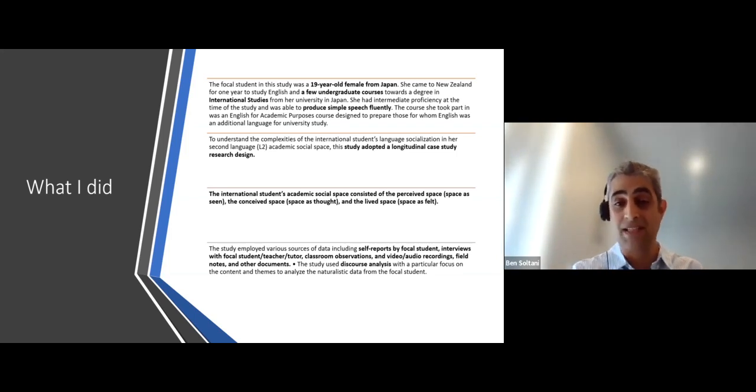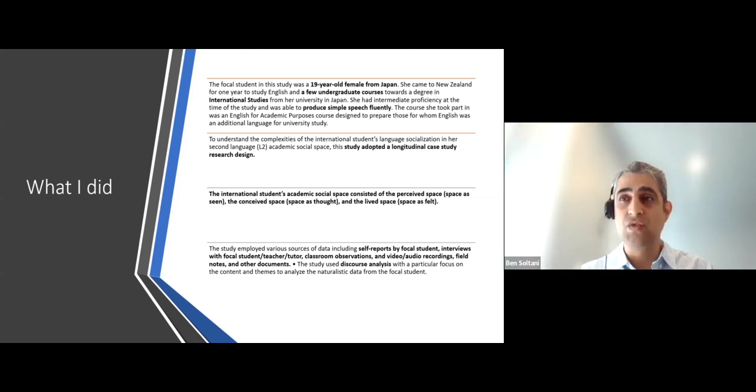Then the other aspect of social space is the conceived space, which is a space of norms, regulations, policies, whatever. So this is the space of designers. In other words, this is the space as thought. And then we have the other space, which is the lived space, or the space of individuals, how you and I as people interact with each other within the space. So this is the space as felt.